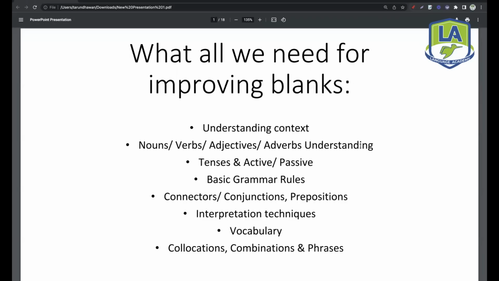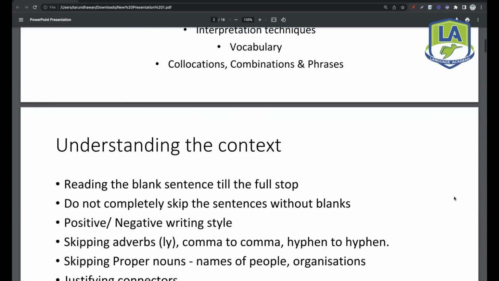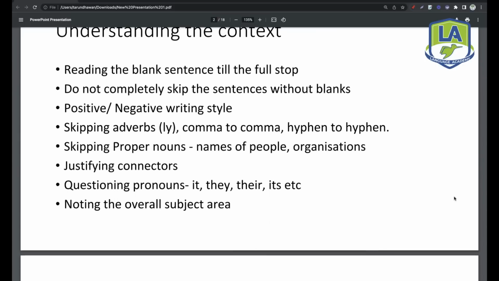So first of all, what do we need for improving our blanks? A lot of us are trying our best to understand the context, and that is the first and foremost thing we need to do to improve the blanks. But understanding the context does not just mean understanding the meanings of the words. Understanding the context goes much beyond that.